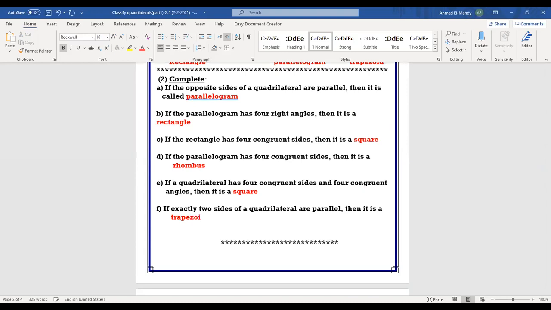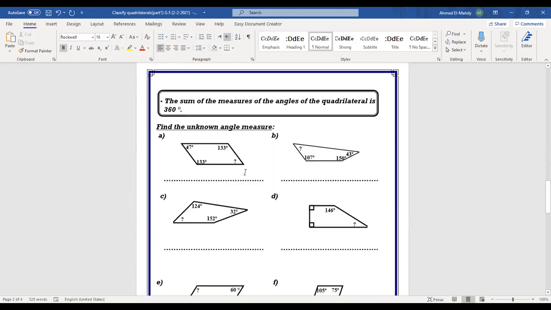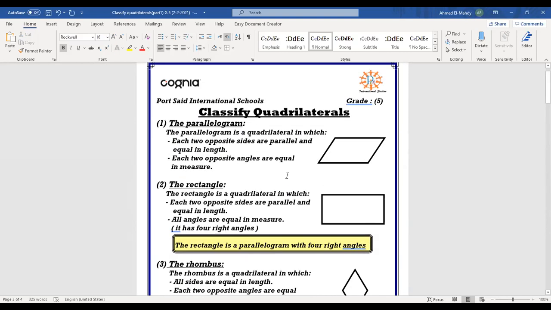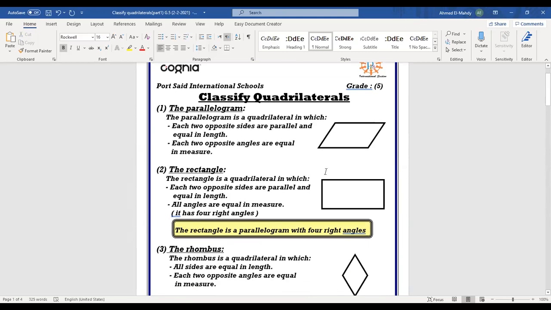Quickly again. The second part, inshallah, we'll take tomorrow. Again quickly, our properties. The quadrilateral is the polygon which has four sides and four angles. We have five quadrilaterals. The first is the parallelogram, and this is the family of the parallelogram. In the parallelogram, each two opposite sides are parallel and equal in length, and each two opposite angles are equal in measure. The second quadrilateral is the rectangle.